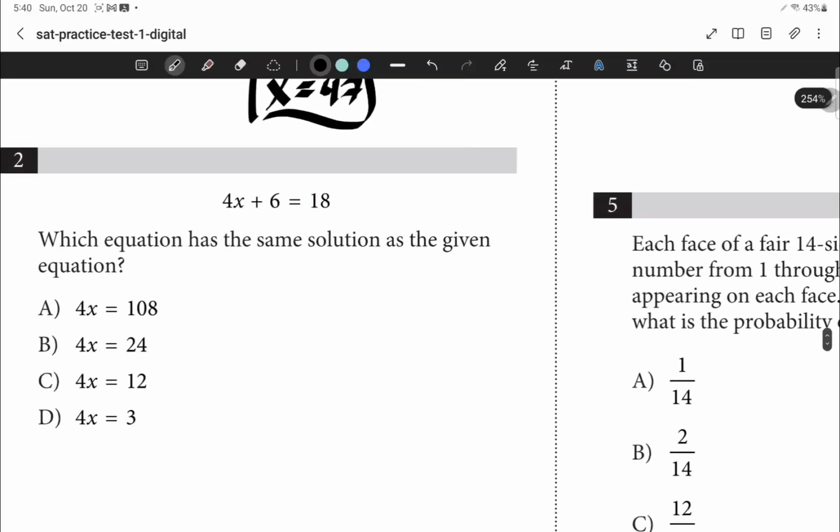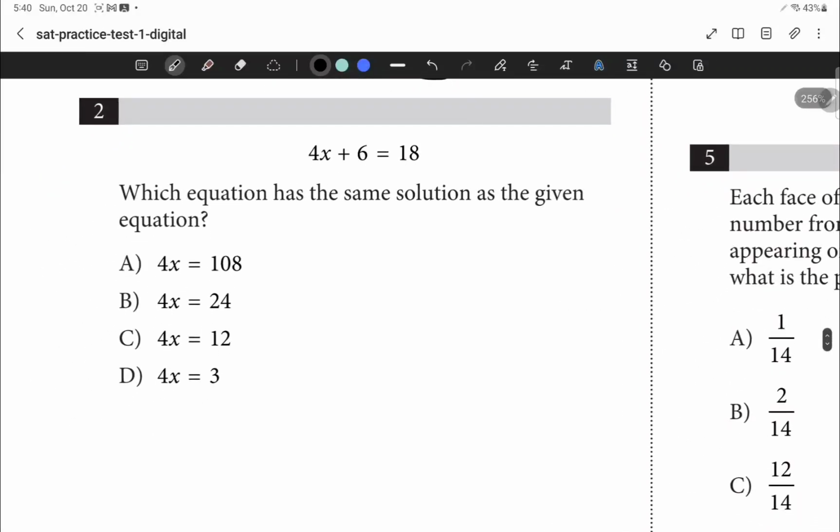Okay, so let's go with number 2. Number 2 is asking which equation has the same solution as the given equation. So one of our answer choices has to equal this. They have to equal each other, so whenever we solve for x, we need to get the same answer.